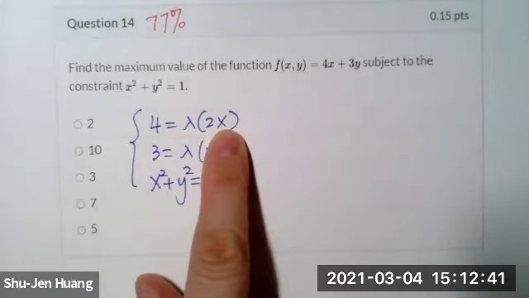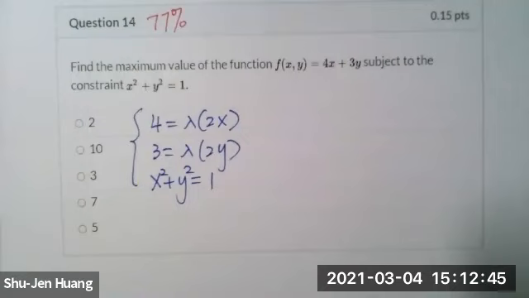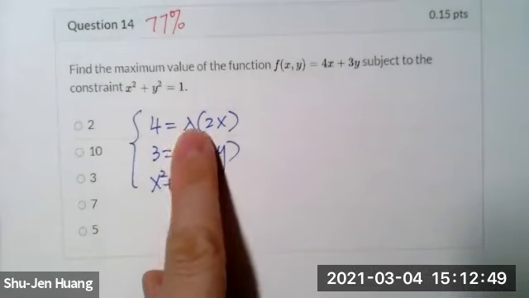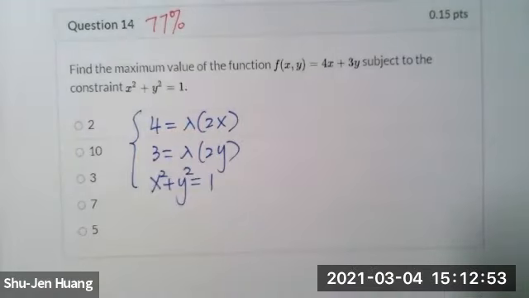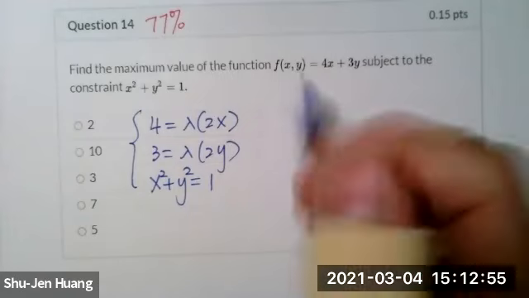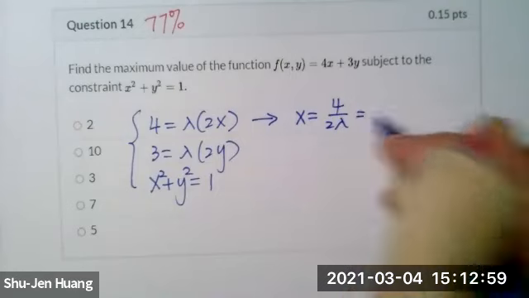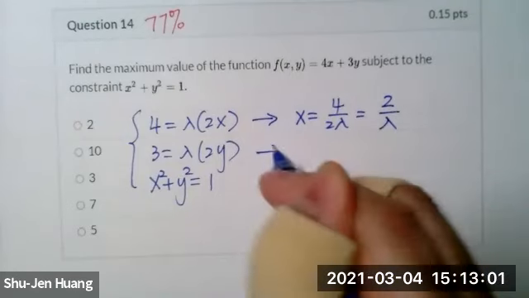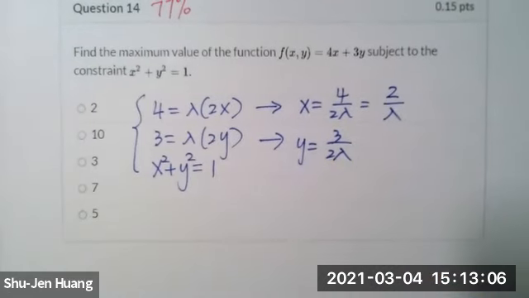You can see lambda times 2x equal 4. So that means lambda, x, and y, all three of them, none of them equal to 0. Otherwise, if one of them equals 0, you can see the left-hand side has to be 0. So now we can divide. x equal to 4 over 2 lambda, or you say 2 over lambda, and y equal to 3 over 2 lambda here. Since lambda doesn't equal 0, we can do that.